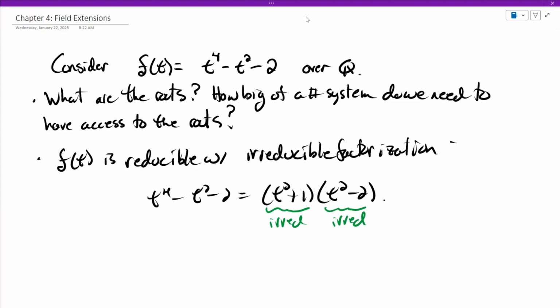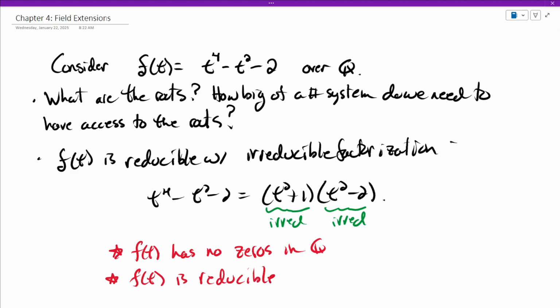And let me just take a moment to notice something here. f has no roots over Q, or no zeros in Q, yet it is reducible. Okay? So just a cautionary note, this mistake happens over and over again every time I've taught this class. Just be aware that just because you don't have roots doesn't mean you're irreducible.